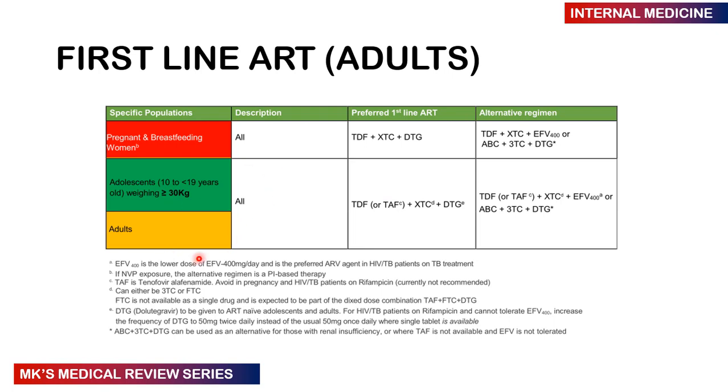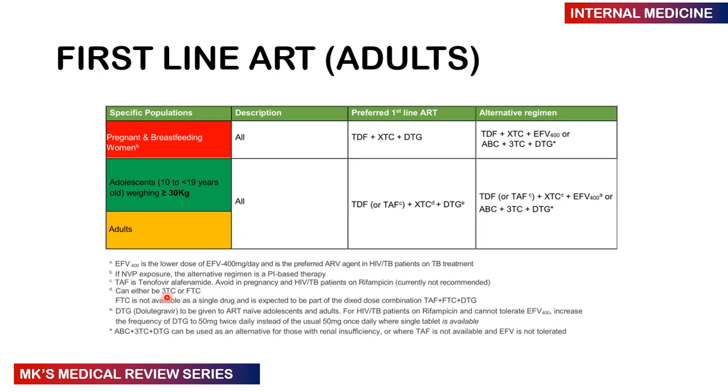So let's just go through the footnotes here. Your efavirenz 400 is a lower dose of efavirenz, 400 milligrams per day, and this is preferred for people that have HIV and TB and they're on treatment. Then, of course, if they have been exposed to nevirapine, then you want to start them on a protease based therapy. But of course, this is not relevant to this case. It's going to be very relevant when we look at treatment in pediatrics. Then, of course, Tenofovir Alafenamide, avoid that in pregnancy, avoid it in HIV patients that are on rifampicin. We do not have enough data to actually safeguard its use.